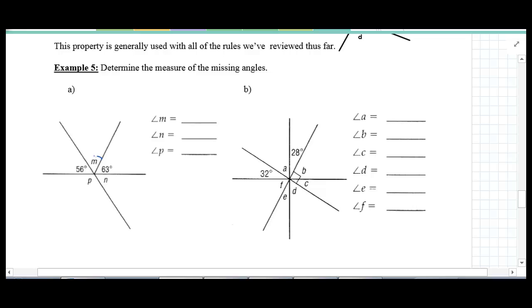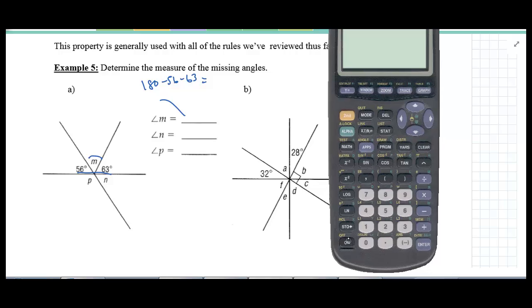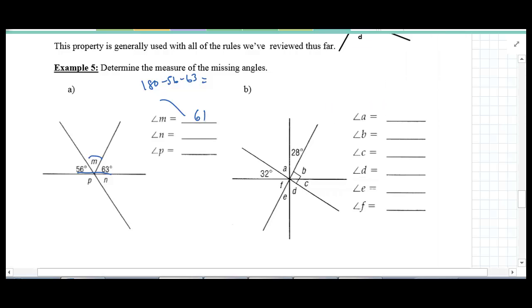I'll say angle M here is 3 angles on a line adding up to 180. So angle M will just be 180 minus 56 minus 63. And if you don't know how to do that in your head, no worries. Hello, calculator. 180 minus 56 minus 63, 61 degrees. Okay.